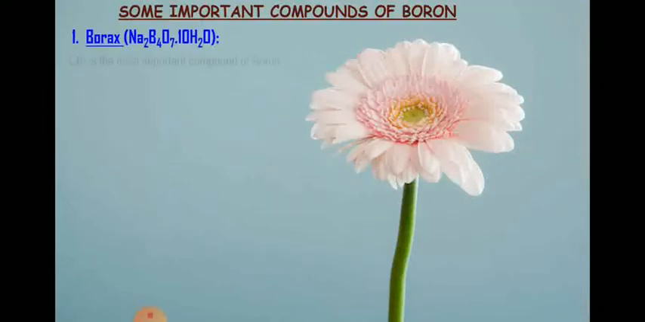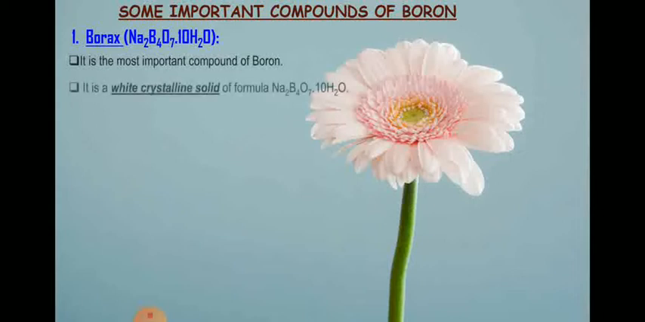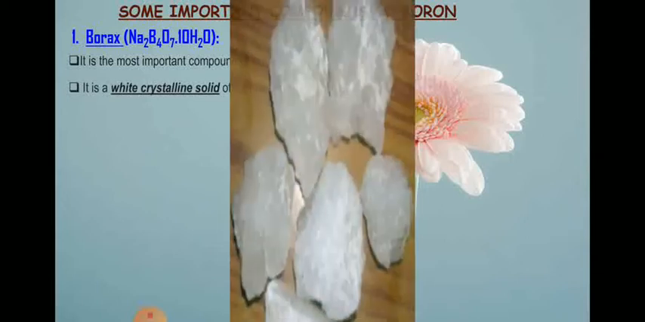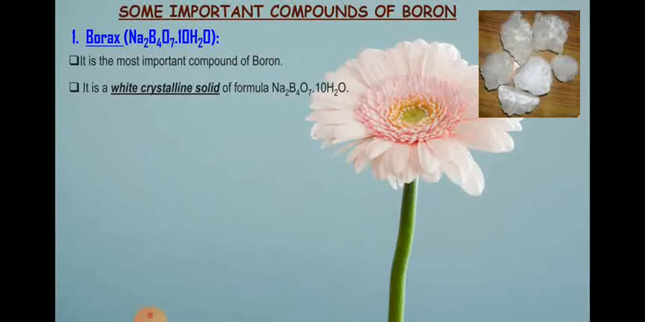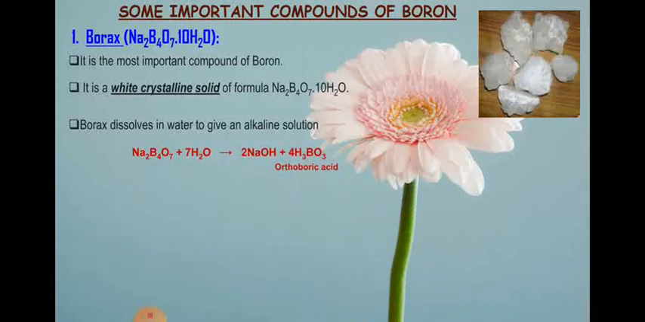The first compound of boron that we are going to study is borax with the formula Na2B4O7.10H2O. This borax is an important compound of boron element, which is a white colored crystalline solid. You can see the state of borax in this picture here. This borax dissolves in water to give an alkaline solution. Na2B4O7 plus 7H2O gives sodium hydroxide and H3BO3, Orthoboric Acid.